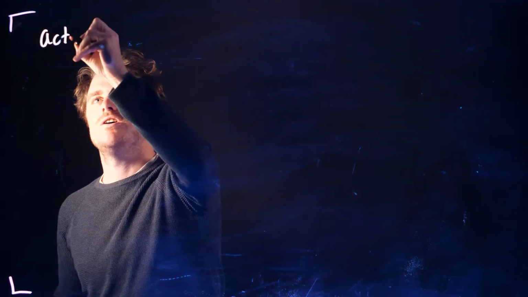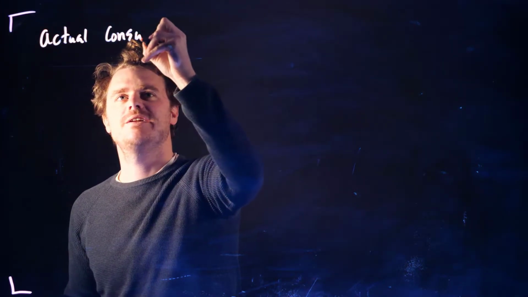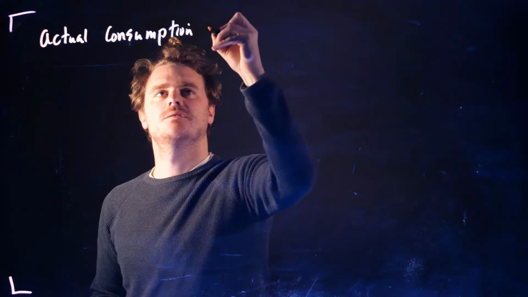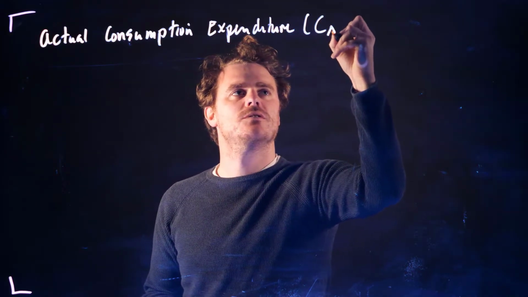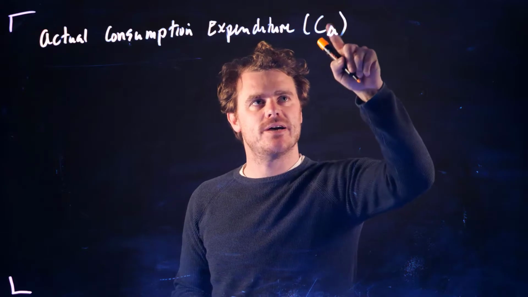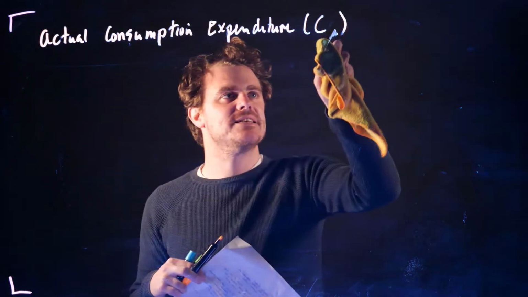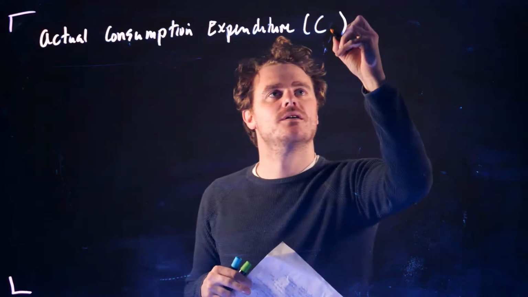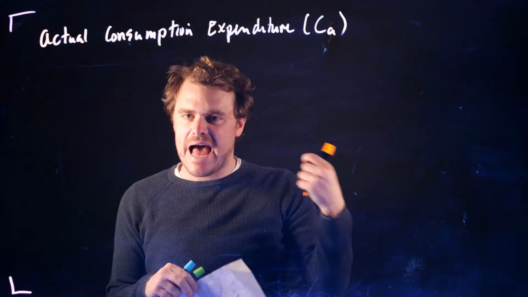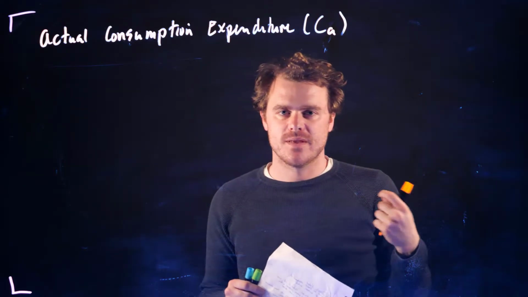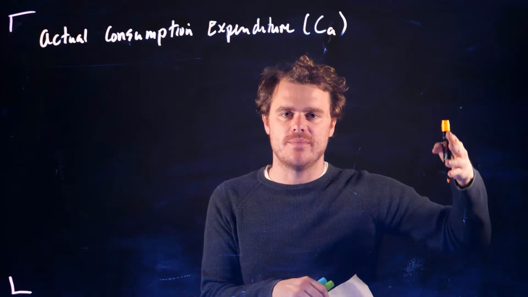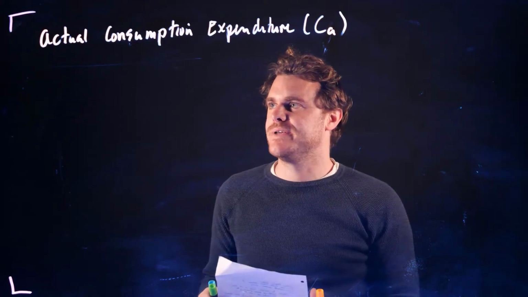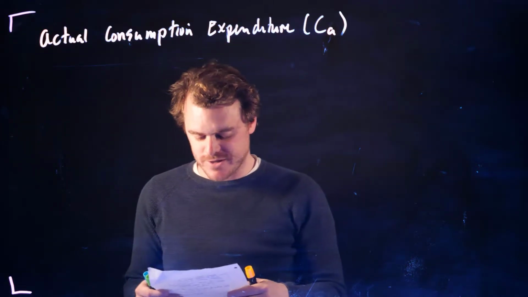So let's take a somewhat closer look. The first category is actual consumption expenditure, which we're going to denote C with a subscript lowercase a. This A is for the actual, the actual amount we see. When we come up with our model, we're just going to use C, the theoretical amount, where CA is the actual amount that we see.